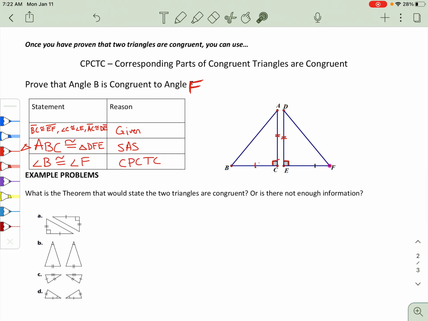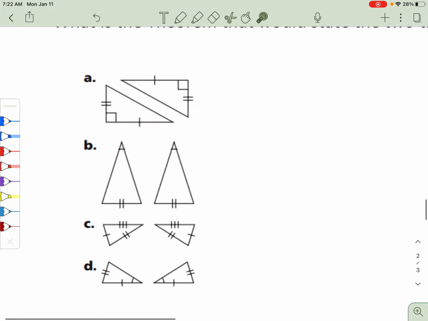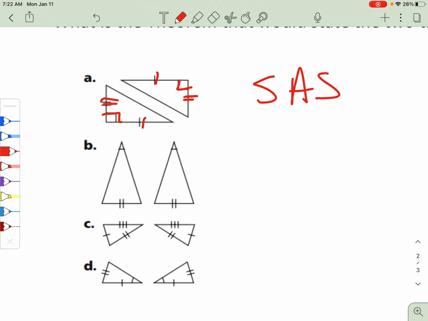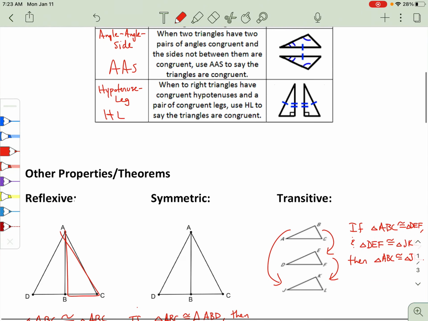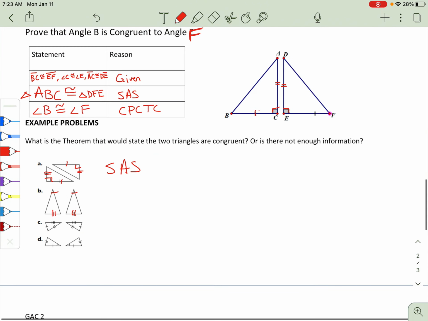So a couple more examples here. What is the theorem that would state the two triangles are congruent? Is there or is there not enough information? So in part A, we have a side with an angle between and then another side: side, angle, side. So that would be side, angle, side. This one has an angle and a side, okay, but we don't have anything else for triangle congruence, right? So this would be not enough information.